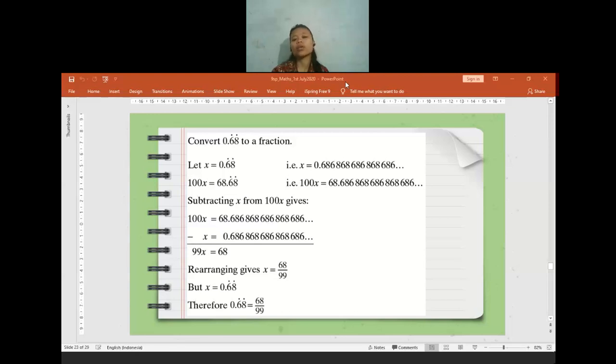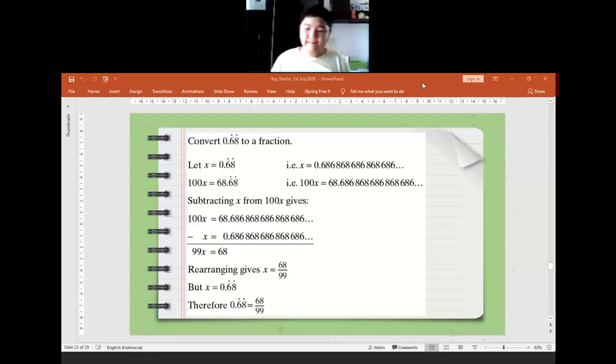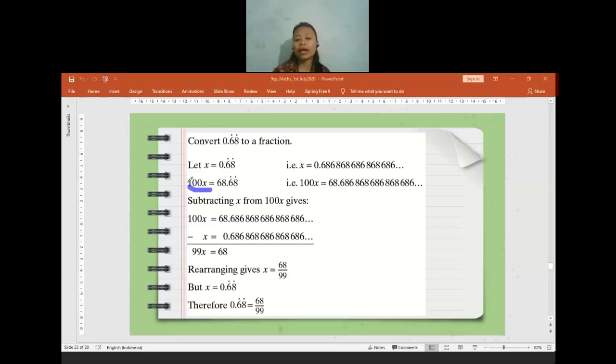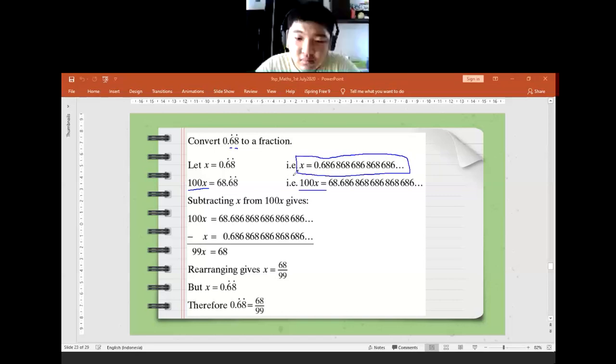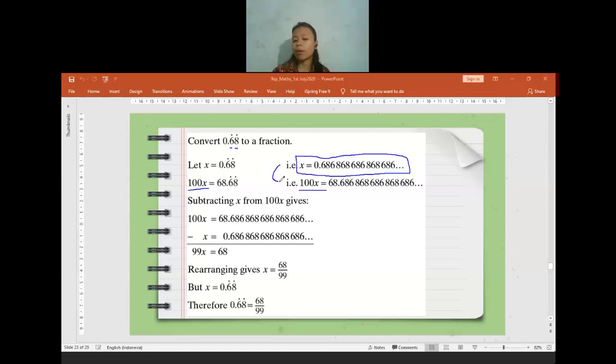2 digits. Because it is 2 digits, it means I need to find 100x. That's why I have 100x here. Because there are 2 digits repeating, which are 6 and 8. The x will follow the question given. So the x will be 0.686868 and so on. From x into 100x, I need to multiply it by 100.